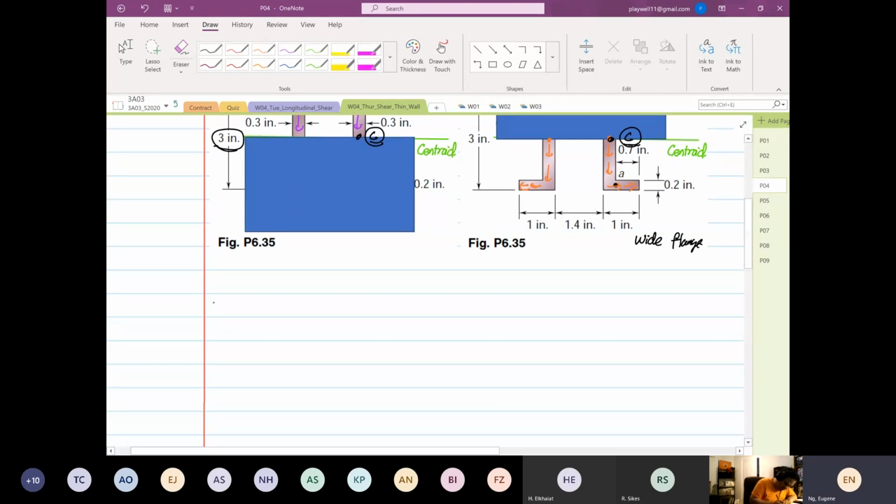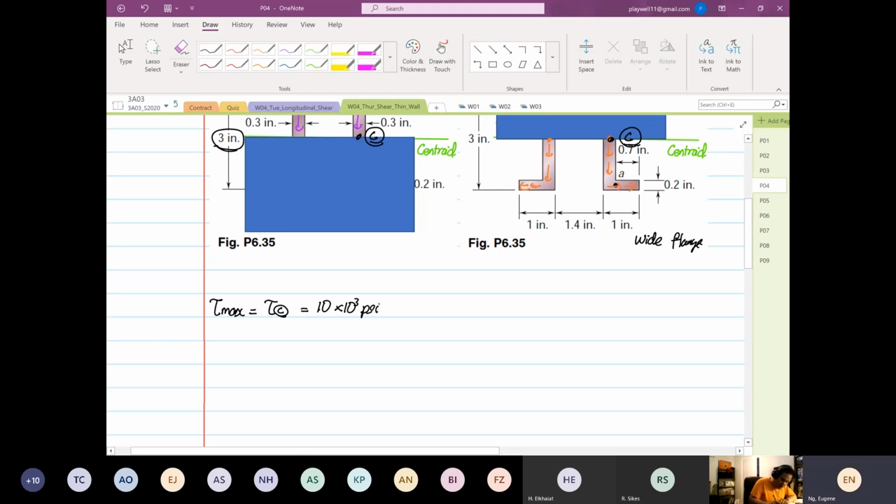We know that tau max is equal to the shear at point C. Yes or no? And we know that this is equal to 10 times 10 to the power 3 psi. Okay, we know that this is 10. Is it 10? Let me see here. Yep, 10 times 10 to the power 3 psi.